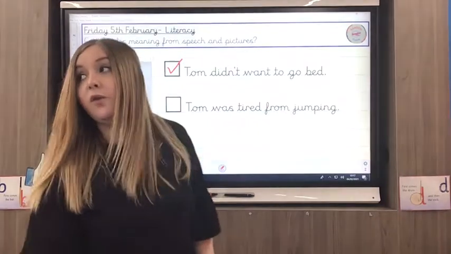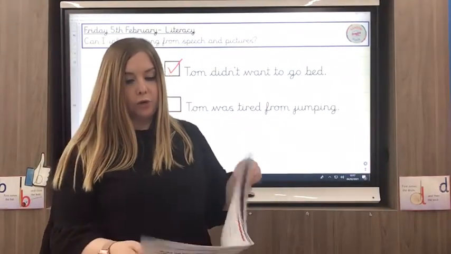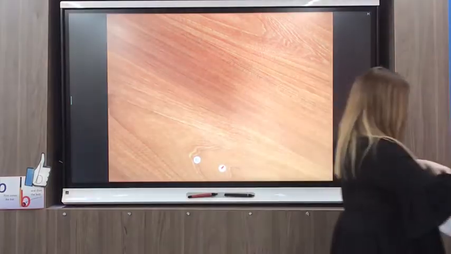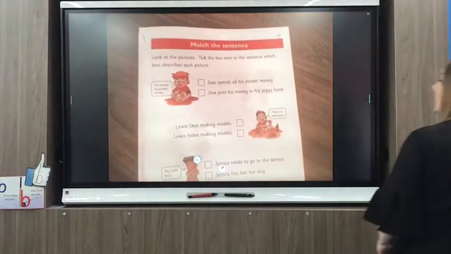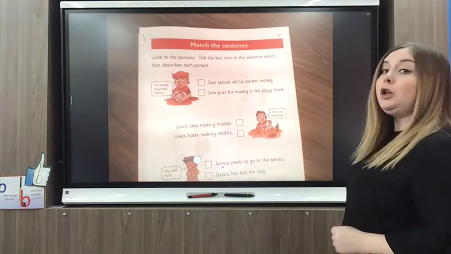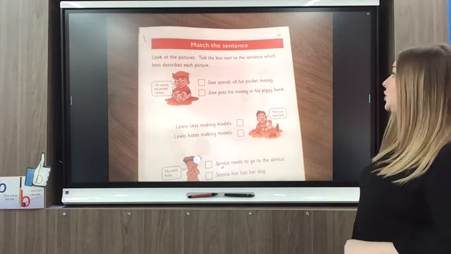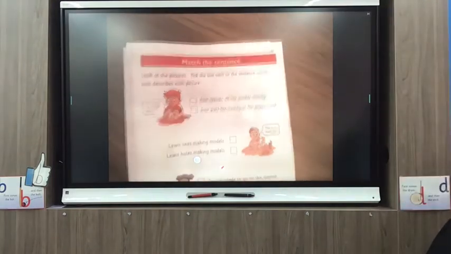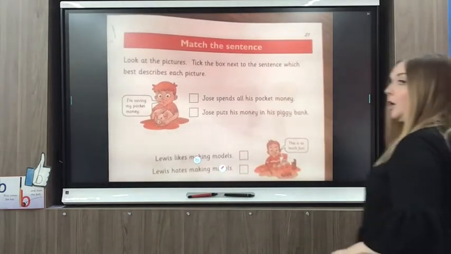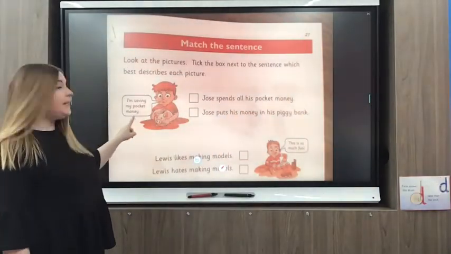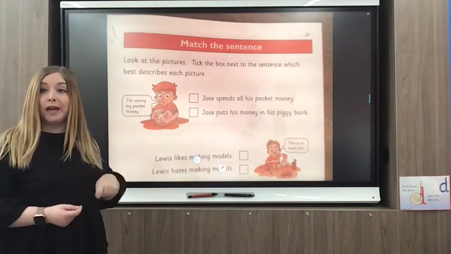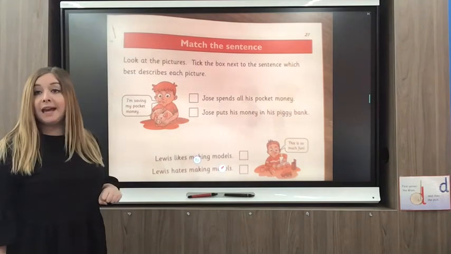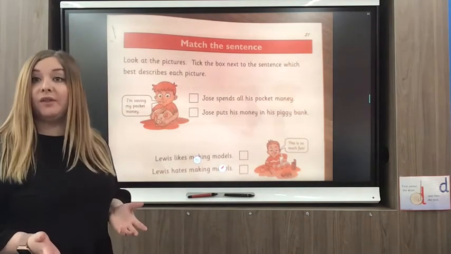So we've looked for the clues and decided that he's not tired from jumping, that he didn't want to go to bed. Now for your activity today, Year 4, you're going to turn to page 21. So let's pop it under the visualiser. Page 21. And it says, match the sentence. Look at the pictures. Tick the box next to the sentence which best describes each picture.